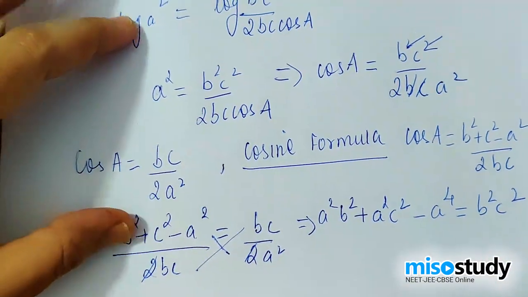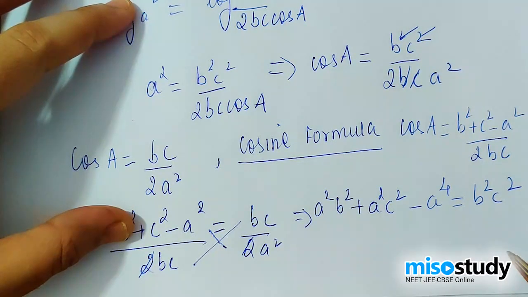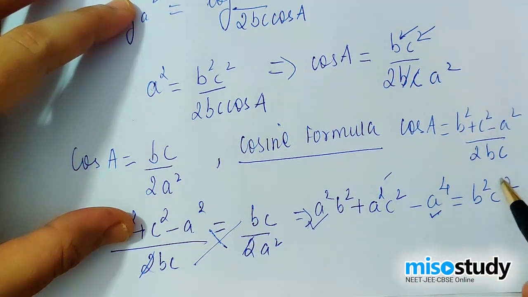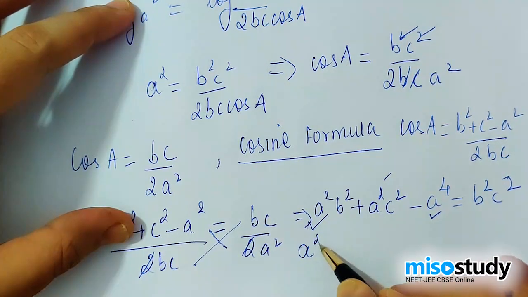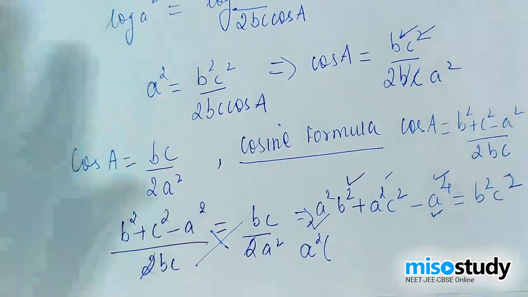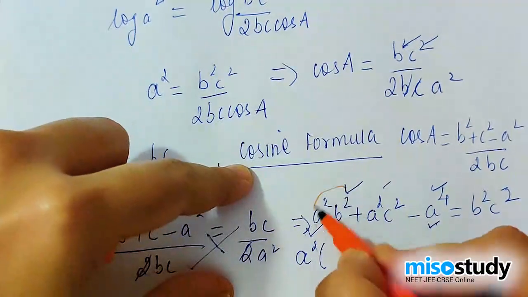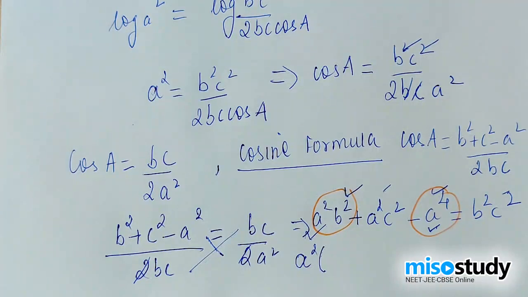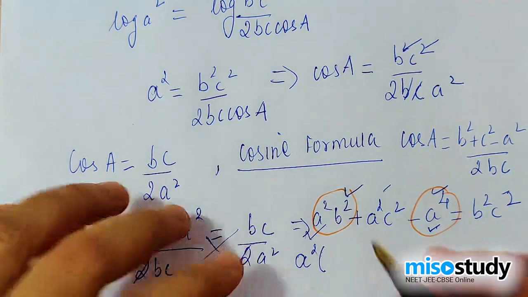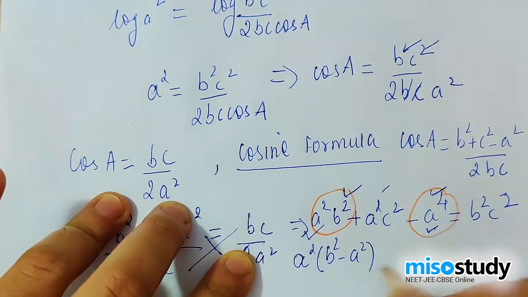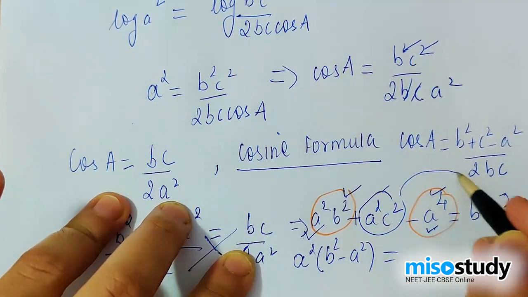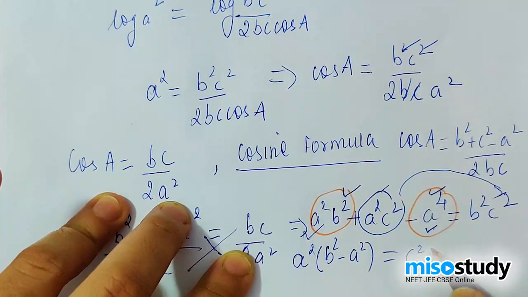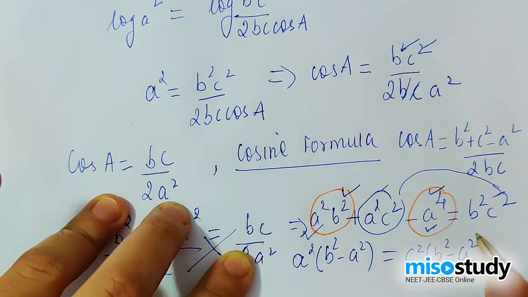Now I'll try to factorize it. So what can I take? If I take out a square common from these two terms, this is a simple factorization, even you can find out. If I take these two terms, I will have a squared common, and in the bracket I would have b square minus a square left. And if I take this term to the other side of the equality, taking c square common, I will also have b square minus a squared. Yes or no?